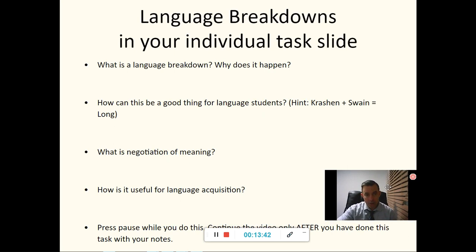Now, in your individual task slide, you have some questions, okay? Questions like, what is language breakdown? Why does it happen? Language breakdown is something that, of course, Long talks about. How can this be a good thing for language students? And I have a little hint there. Krashen plus Swain is Long. It could be a good thing. I don't know if that helps you. You could put your own ideas about why that could be a good thing for language students.